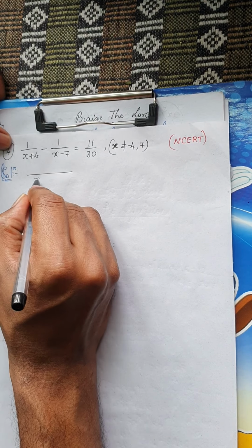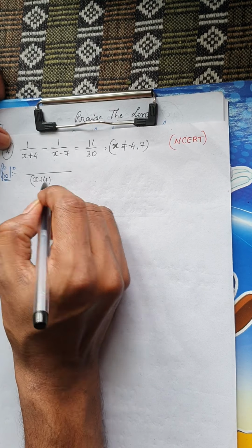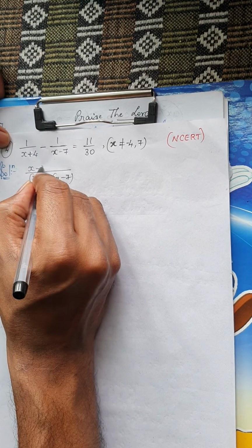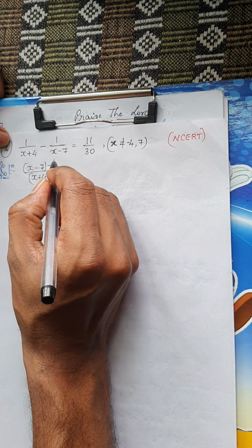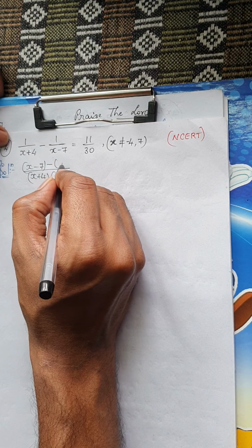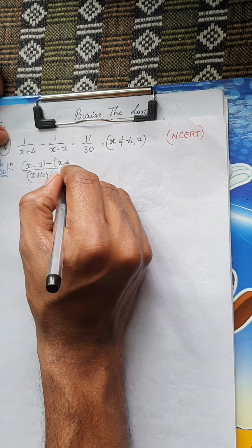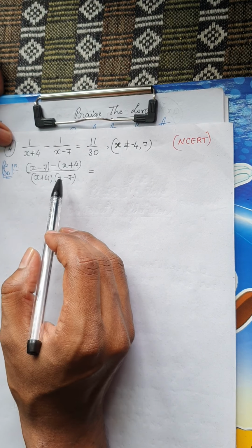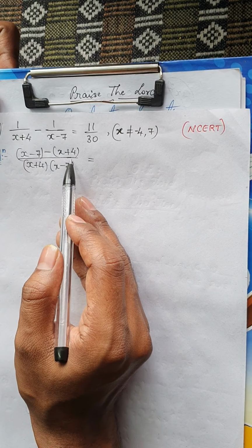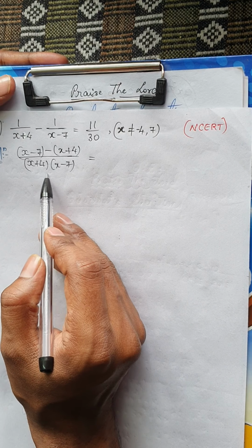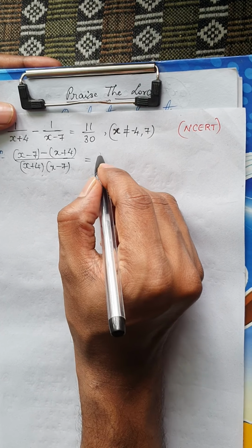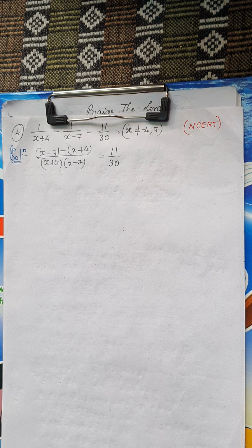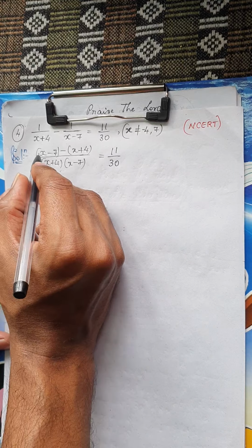The LCM here will be x plus 4 into x minus 7. So cross multiply, you will get x minus 7 minus, because you have a minus sign here, take a bracket, x plus 4, divided by x plus 4 into x minus 7. This is nothing but 11 divided by 30. Let's solve it. So remove the bracket.